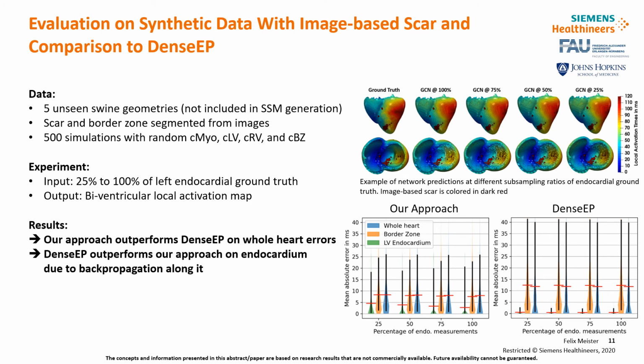In a second experiment, we applied the network to the 5 unseen swine datasets, which weren't used to generate the statistical shape model. For these datasets, scar and border zone was modeled by segmentations derived from late enhancement MRI. To obtain ground truth information, we used again the graph-based computation model with randomized conductivities. While the errors for the graph convolution network are higher than before, they are comparable to our method of reference with slightly lower errors over the whole heart. DenseP, however, outperforms the network when considering the endocardium. This is not surprising, since the method's optimization paths are along the endocardium.